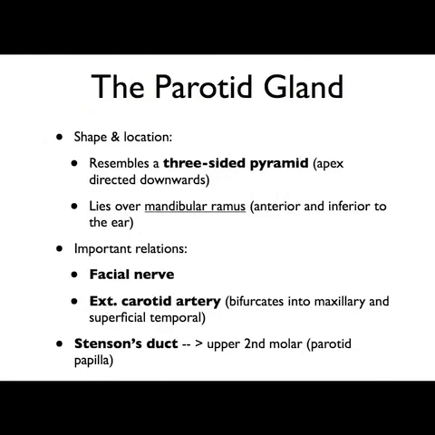The parotid gland, as we said, is the largest of the salivary glands and resembles a three-sided pyramid with the apex directed downwards. It lies over the mandibular ramus, which is found anterior and inferior to the ear. As already mentioned, important relations are the facial nerve. However, another important relation is the external carotid artery that bifurcates into the maxillary and superficial temporal close to the gland. Stenson's duct drains to the upper second molar at a point called the parotid papilla on each side.